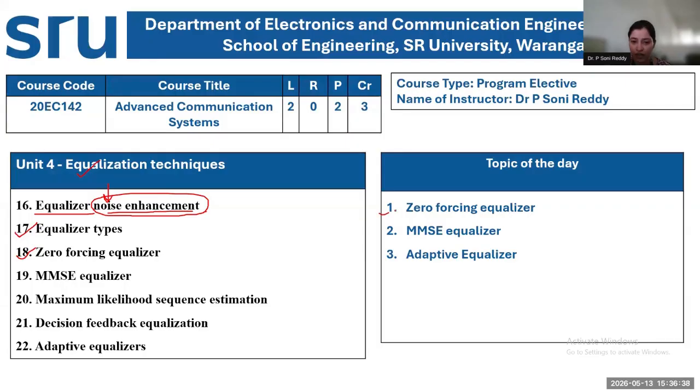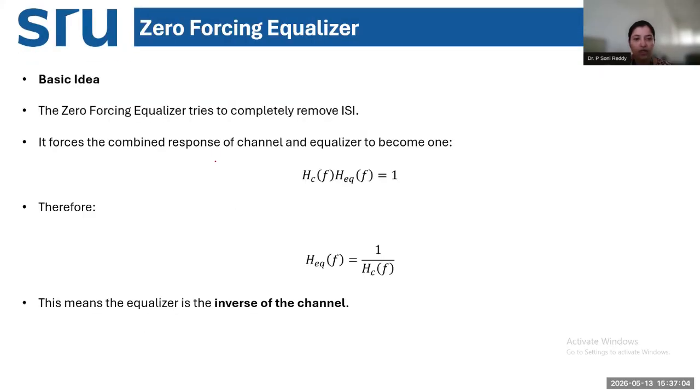We are going to start with a brief introduction of, again, zero forcing equalizer. Then once we finish this, we will be discussing the other type of linear equalizer, which is the MMSE equalizer. And then the final one, which is your adaptive equalizer for linear equalization. So these three are the different types of linear equalizers which are there in your syllabus.